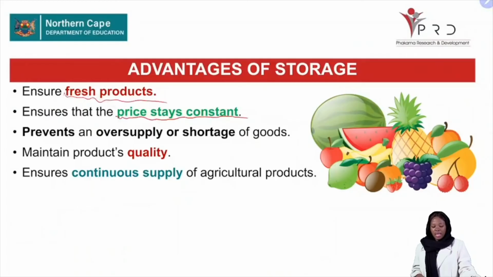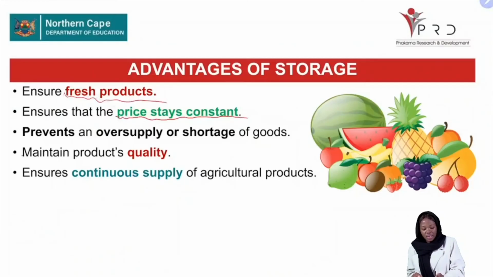Now, thirdly, it prevents an oversupply or shortage of goods, making sure that products are available for all consumers that are available in the market. There is no oversupply of agricultural products, because when we oversupply agricultural products, it will force us to reduce the price in the market, meaning we won't be able to make profit or make money out of the production, right?